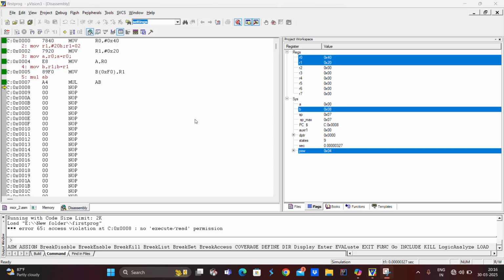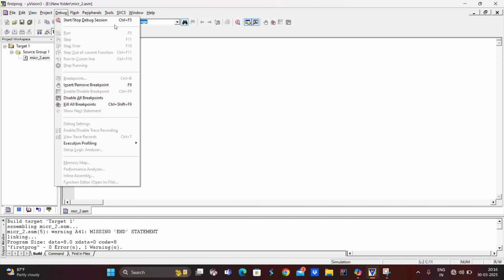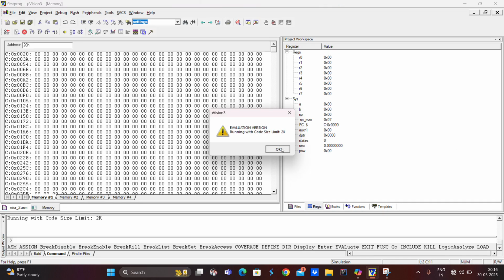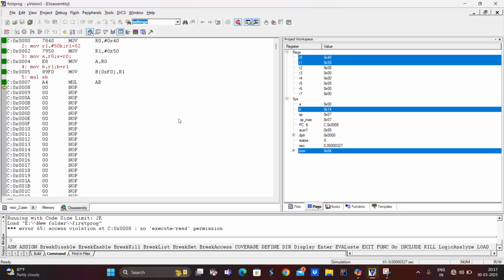Now let us see by putting another value. So let us try it. I'm going to put a bigger value now, that is 50. So let us again build it, then debug it. So I have debugged it. Okay, then let us run it. So the value is coming as 40 into 50, as B is having the value 14.